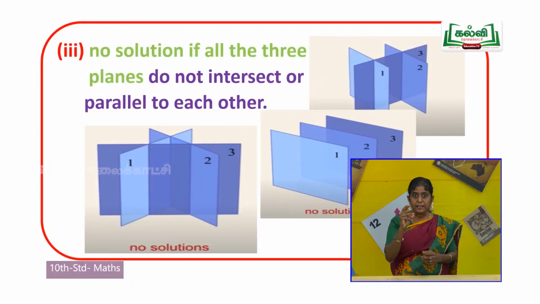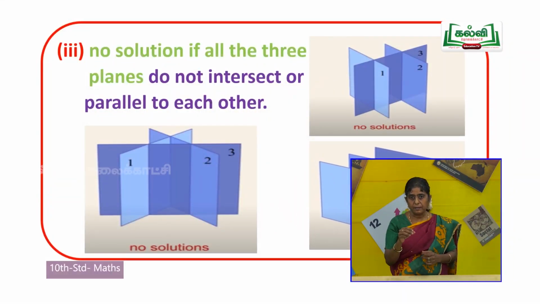In the second diagram, you see that the third plane is intersected by the first plane and the second plane. But the first and second planes are parallel to each other. Therefore, all those three planes are not intersecting at one point or at many points. Therefore, it has no solution.